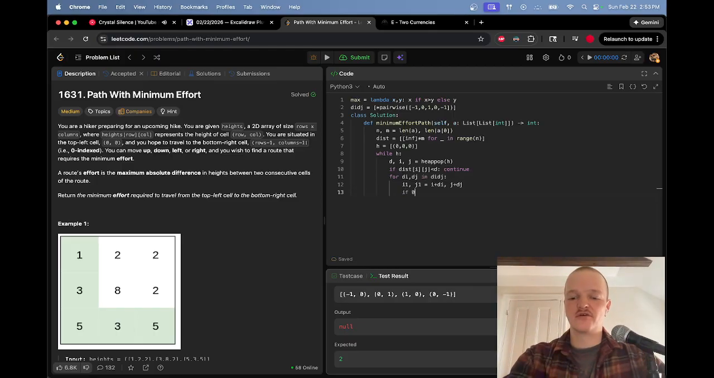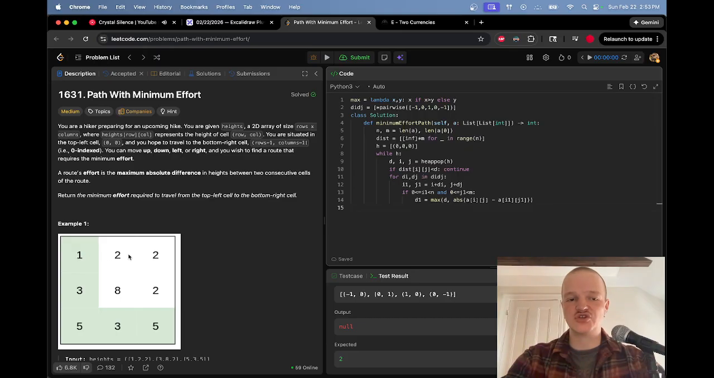If 0 is less than or equal to I1 is less than n, and 0 is less than or equal to J1 is less than m, then you've found another cell that actually exists. So then we can say, well, distance 1 to get to that cell is going to be the absolute value of a at I at j minus a at I1 at j1. Right? But it's not quite going to be this. It's actually going to be whatever current rolling maximum we have of all of our edges. It's going to be the maximum of d and that.